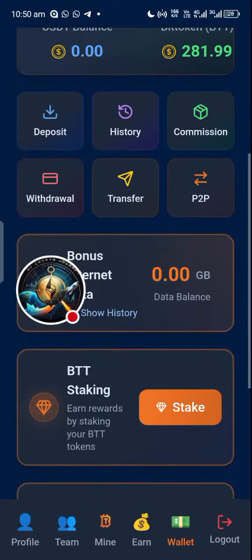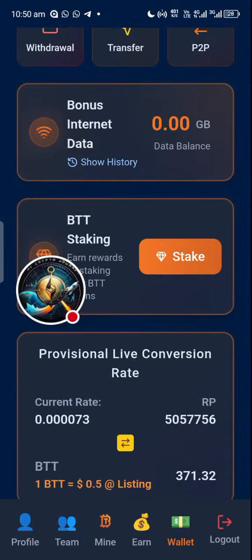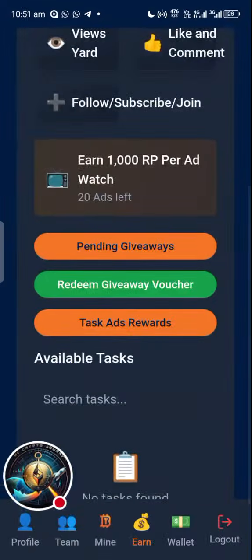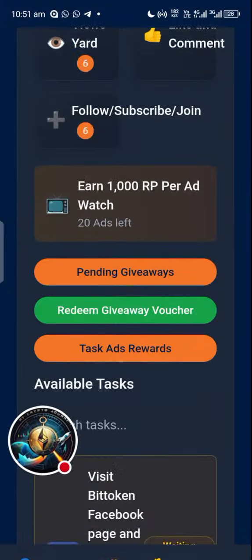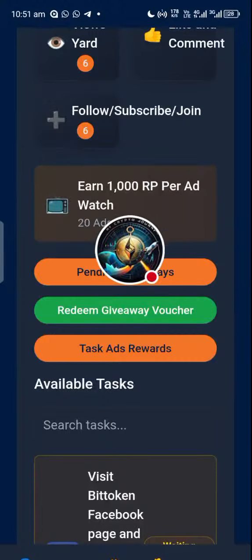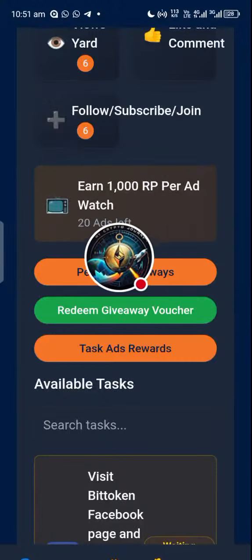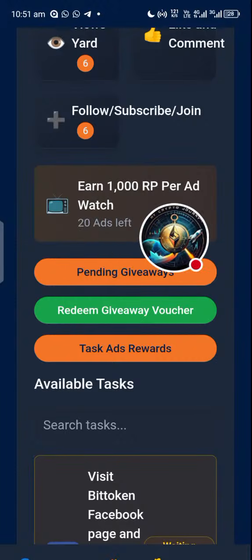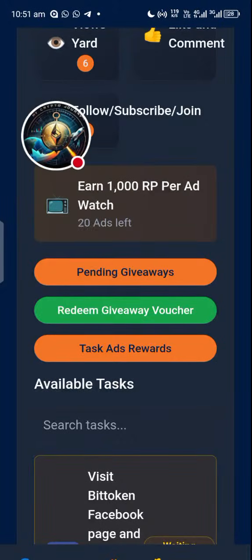Now, the next thing we are going to look at is how to earn more. You can actually earn more when you come to the end section here. There was something I did this morning to claim 5 million RP. Now, look at ads here. You can watch up to 20 ads per day, and each ad will give you 1,000 RP, which is 20,000 thereabouts.